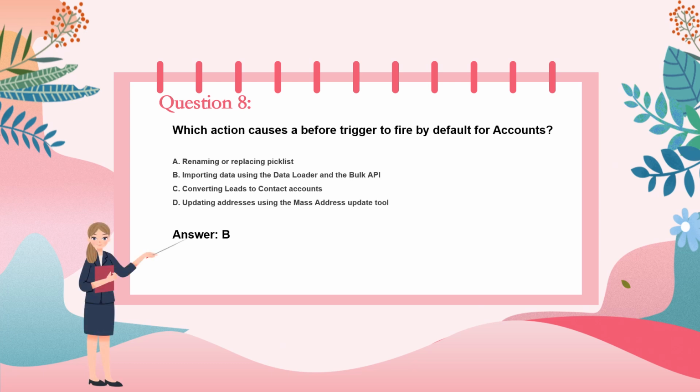Question 8. Which action causes a before trigger to fire by default for accounts? A. Renaming or replacing a picklist. B. Importing data using the Data Loader and the Bulk API. C. Converting leads to contact accounts. D. Updating addresses using the mass address update tool. Answer. B.